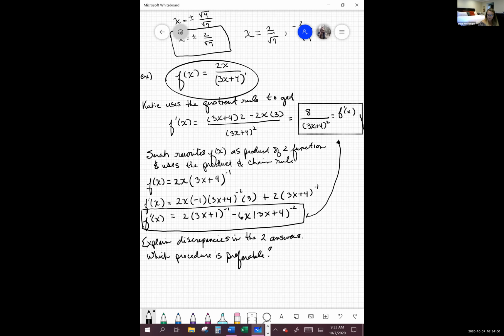Anyone look preferable? Well, the one on top looks a lot easier. The second one looks really messy. It's not a great form. And that should have been a 4 here.